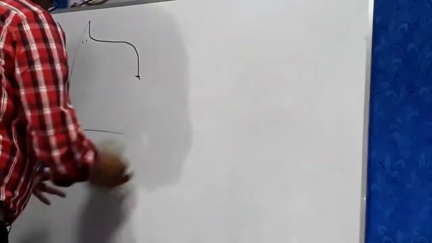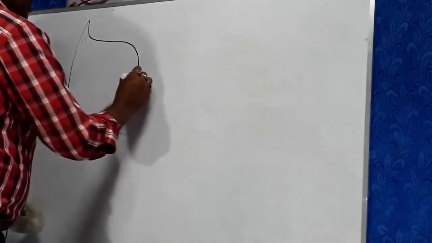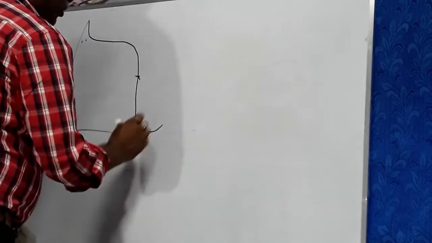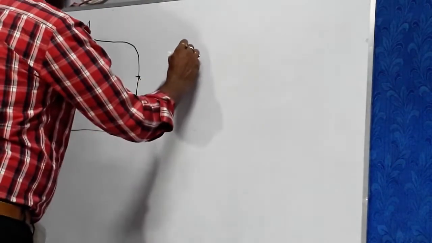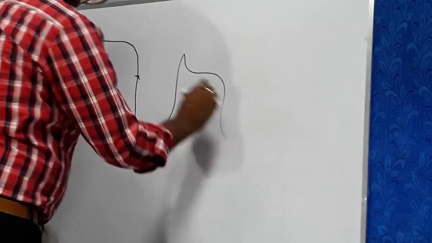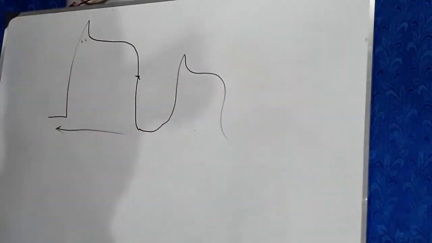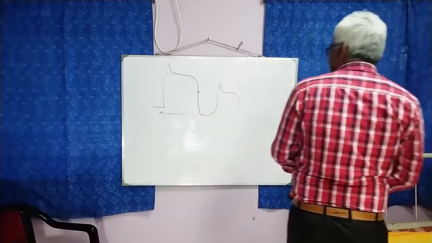Or it may happen in the late phase, before it reaches this. This is called the late afterdepolarization. So these are some of the things which are responsible for the generation of cardiac arrhythmias.